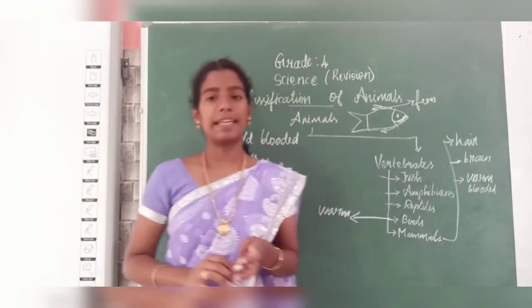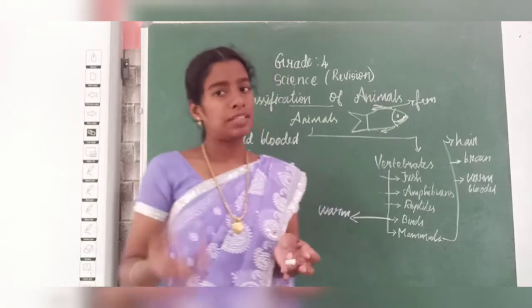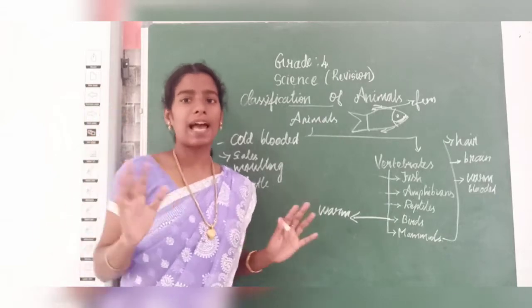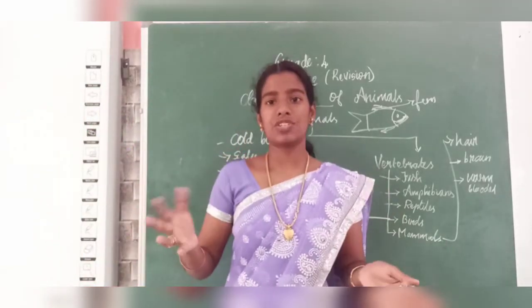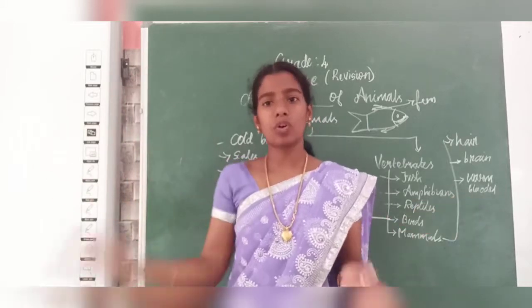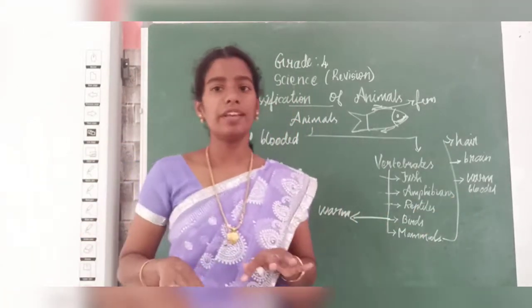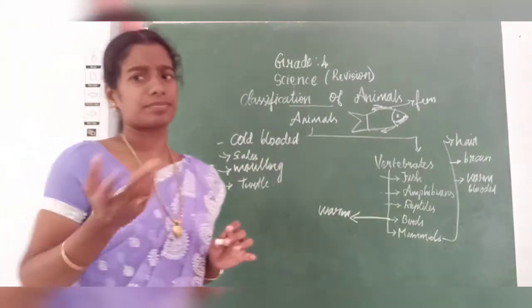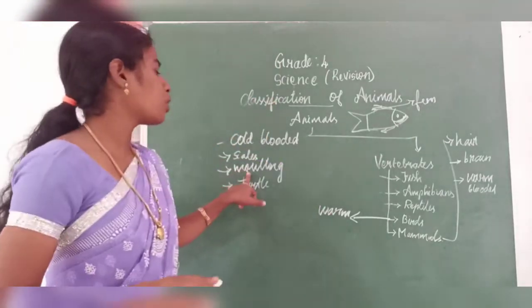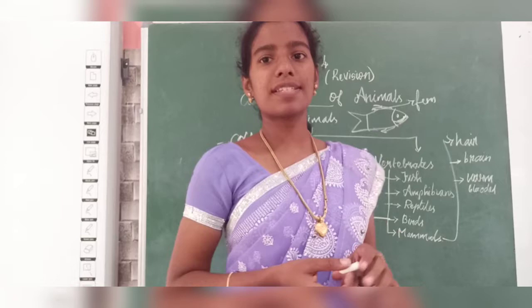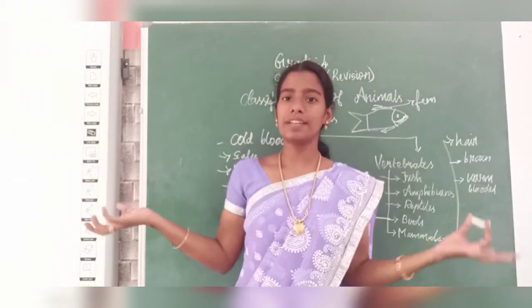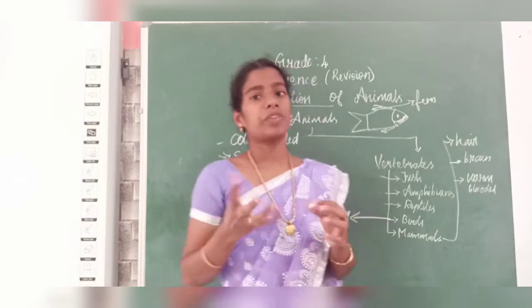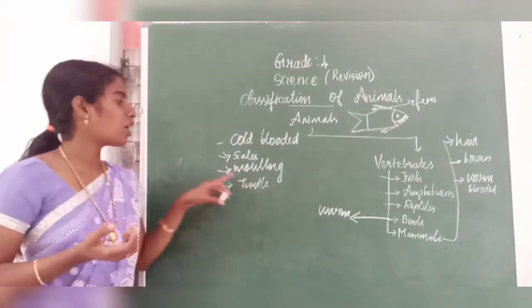Then the next one is reptiles. Reptiles are also vertebrates. These reptiles are cold-blooded. Cold-blooded means it won't have control of its temperature. Depending upon the environment it is living in, it will change its body temperature. Then scales are available on the body of reptiles. Then molting. What is molting? Some reptiles like snakes remove their skin often and regain a new skin. This process is called molting.